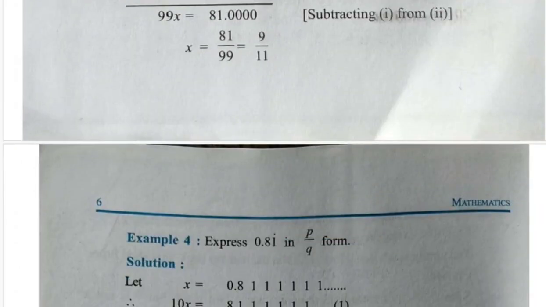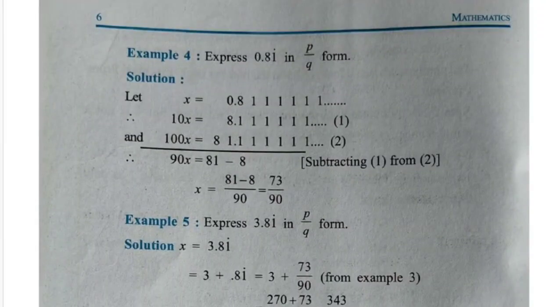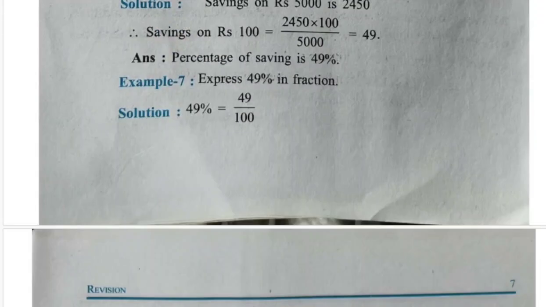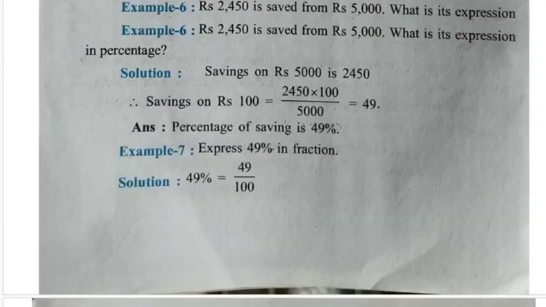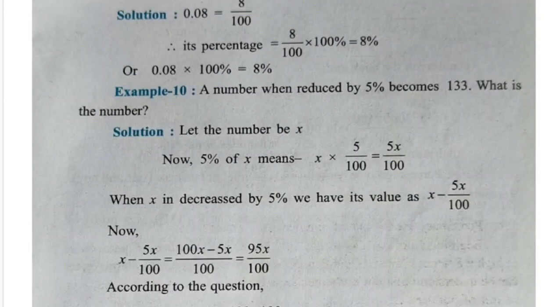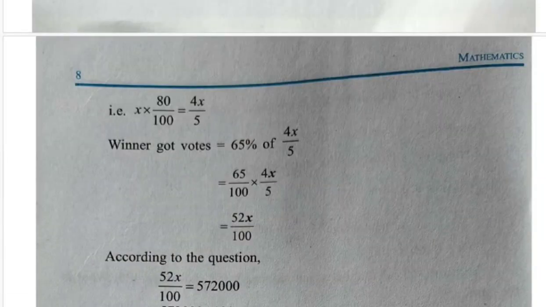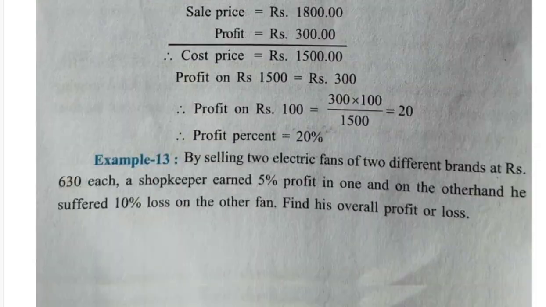So here, if you see example, okay, see here example 10, a number when reduced by 5% becomes 133. What is the number? So this question is a little bit important for exam. So go through this question. Now there is high chance that you may get one question from loss and profit also. Okay, so go through that question also.